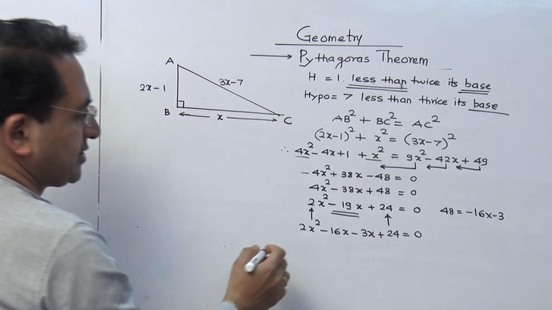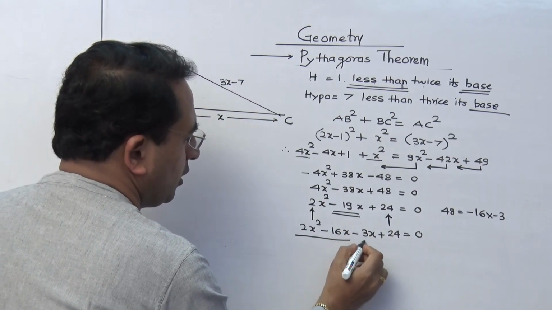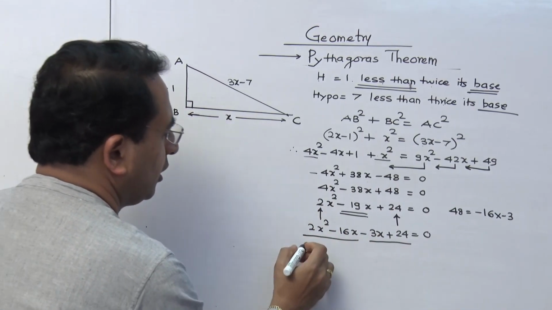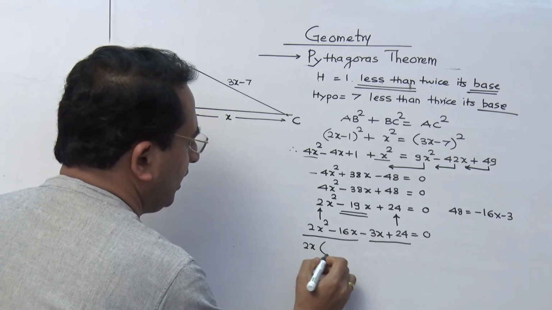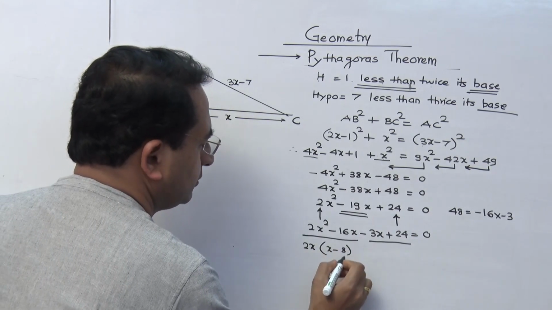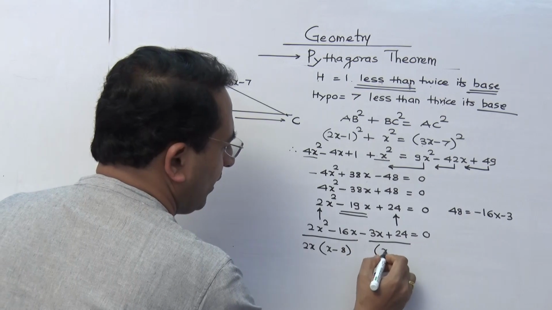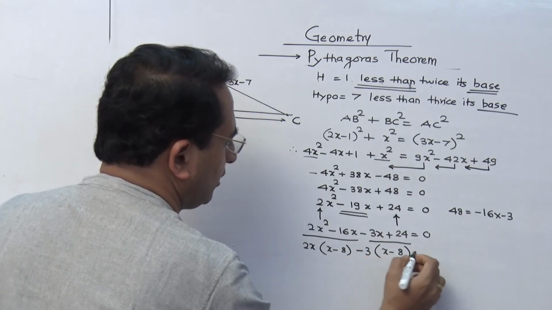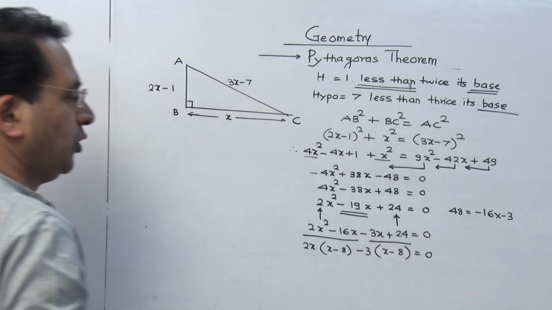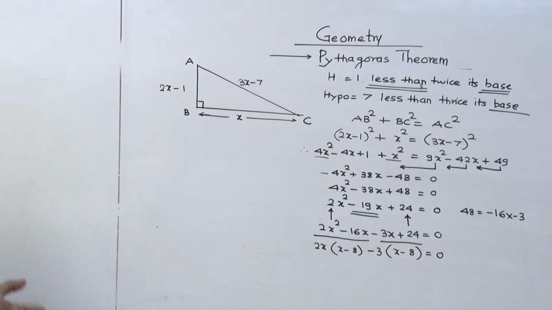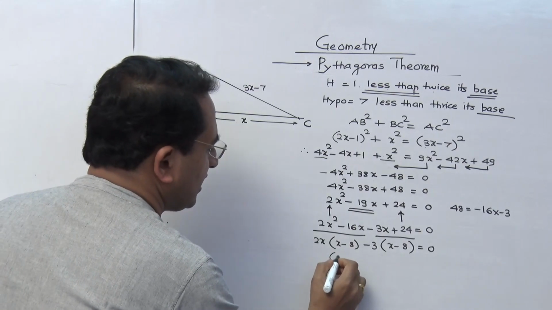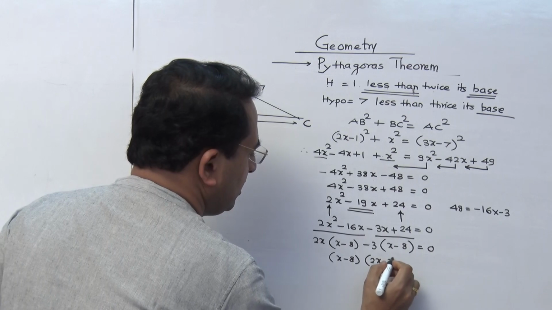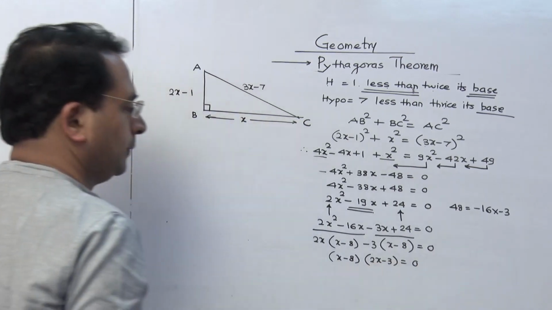We can underline this, first two and last two. Same thing we have discussed in quadratic equation. I have to take 2x common into bracket x minus 8. Then I have to write this bracket once again, x minus 8. Then I should write minus 3 here. That is equal to 0. Then what you have to write? It is (x minus 8) and (2x minus 3) is equal to 0.